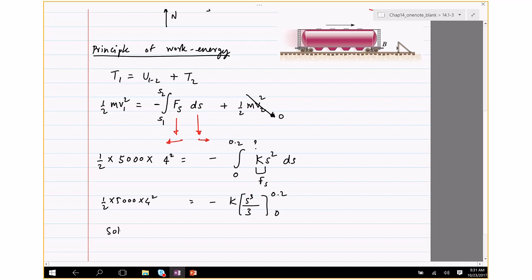So solving gives us k equals 15 times 10 raised to 6. So what's the units on k?